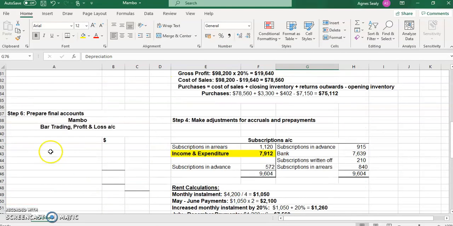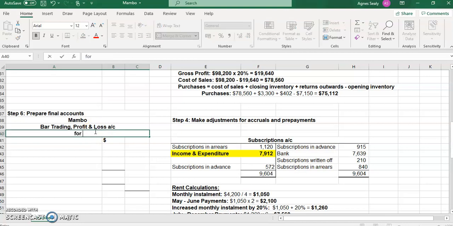So we have the bar trading account already partially set up. So this is our step 6. We start with the name of the association or the organization, Mambo Bar Trading Profit and Loss Account for the year ended 31st of December 2014.